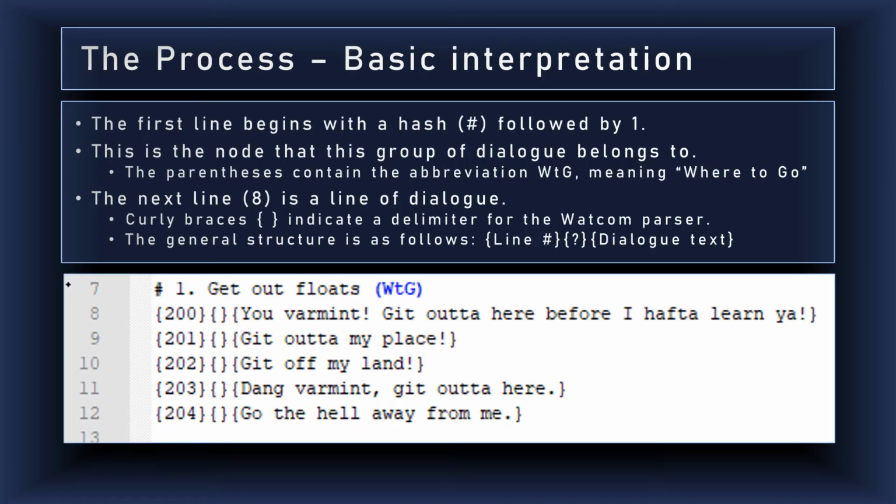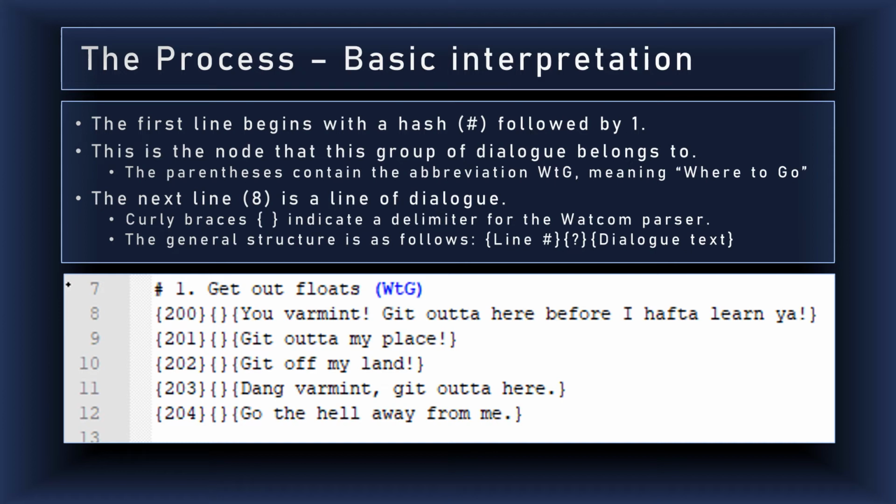So let's look at some basic interpretation of the dialogue. The first line is going to give us a hash. So this is line 7. There's some descriptive stuff that's going to be up top that we don't get to go to just yet. Followed by a 1. So the 1 indicates the node that we're dealing with. This is the group of dialogue belonging to node 1 in this case. Also in the parenthesis here, we see the abbreviation WTG. It just means where to go. That's usually an origin point for dialogue.